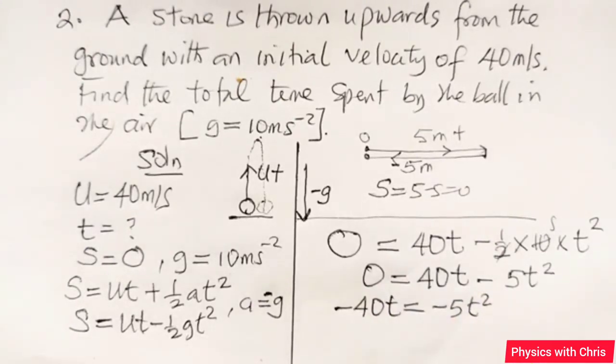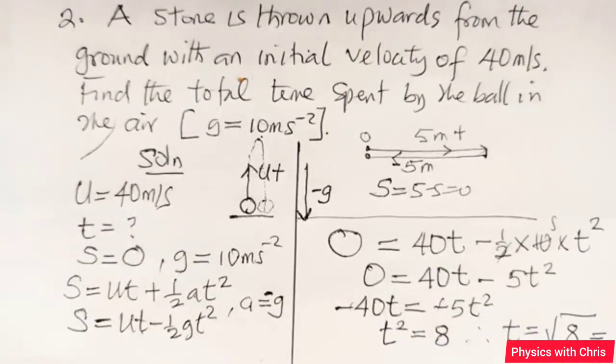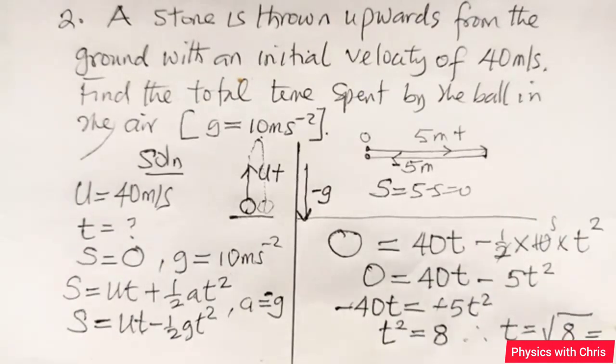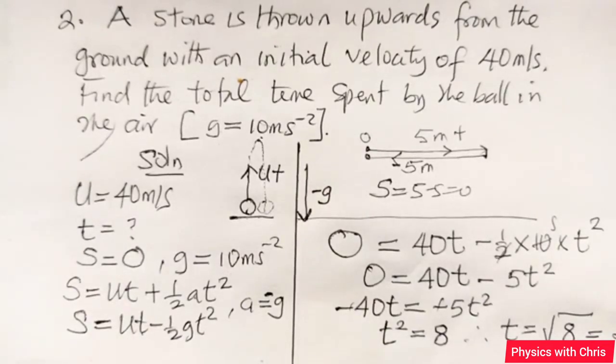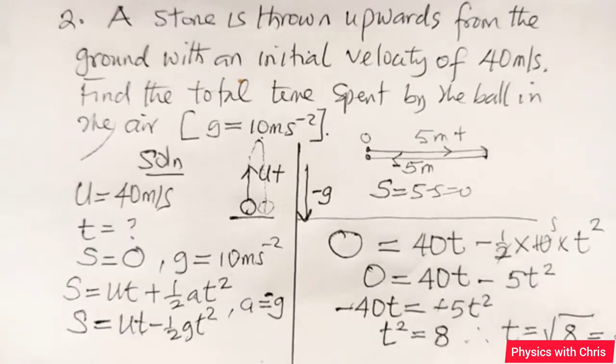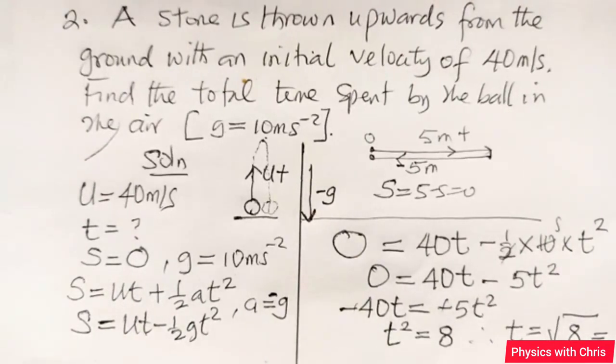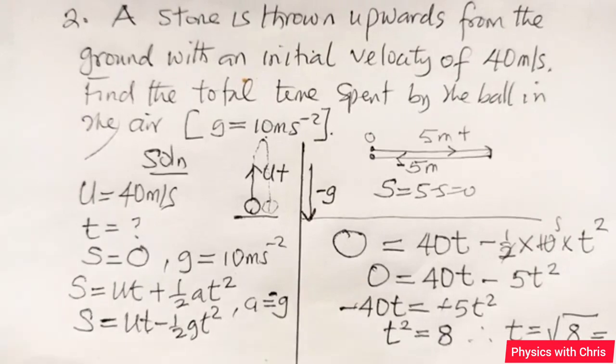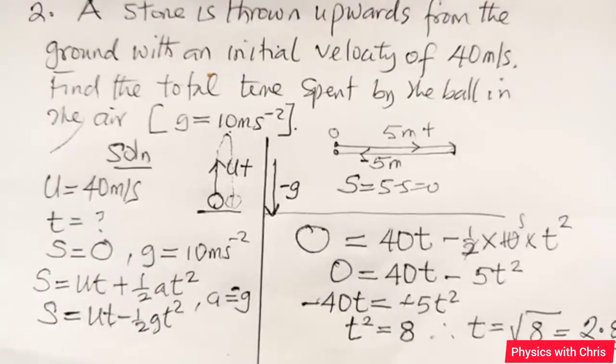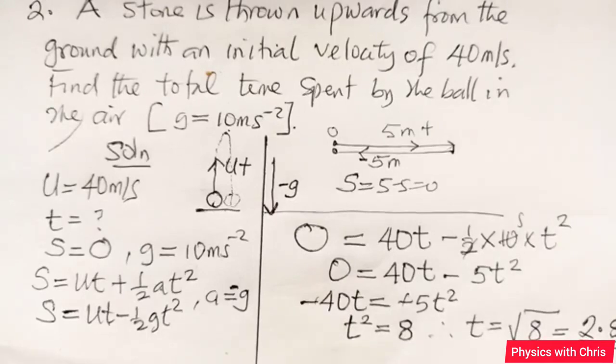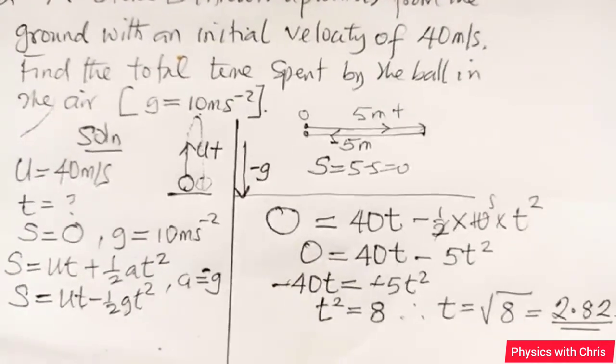Dividing both sides by 5, that will give me t squared is equal to 8. So to find the time, I'll take the square root of 8, and that gives me 2.82 seconds. So it takes 2.82 seconds for the stone to go from the point of projection and then back to the same point on the same plane of projection.